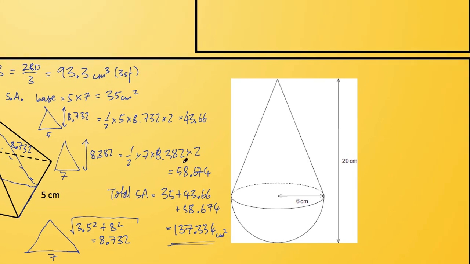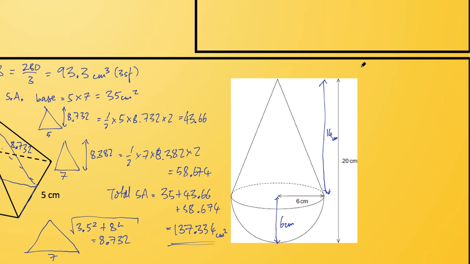The volume and surface area of this shape. So the volume of a cone, we need to think first of all of what we're dealing with here. If that's a radius of 6 centimeters, then that is also a radius of 6 centimeters, which means that this height of the cone is 20 minus 6, so that's 14 centimeters.